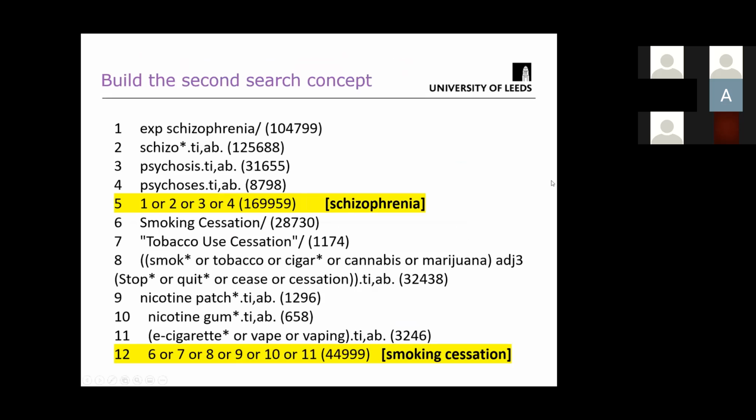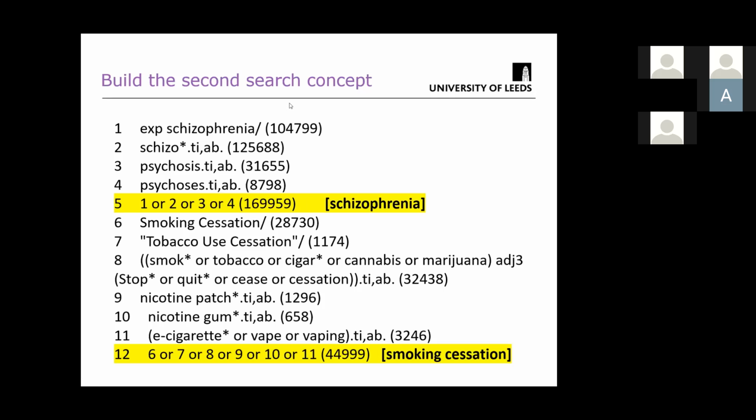So what I've done here is I've built up my search in Medline. We have our first concept, which is schizophrenia. I've combined my Medline subject headings here along with my title search. And I've built up a nice big pool of nearly 170,000 articles just on schizophrenia.